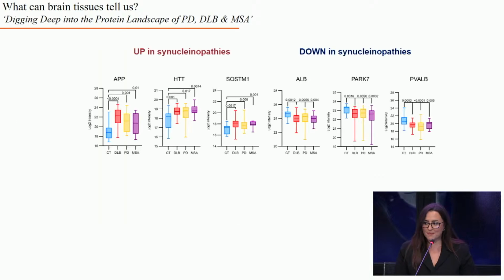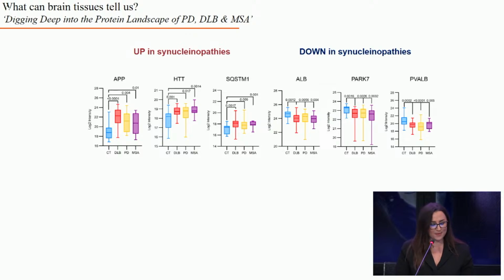The power of using mass spectrometry means we can identify some interesting proteins, some shown here that have already been associated with synucleinopathies. Amyloid beta, huntingtin, and sequestosome were all increased in all three diseases. And proteins like albumin, parvalbumin, and even PARK7, a well-known genetic risk factor, were all decreased.